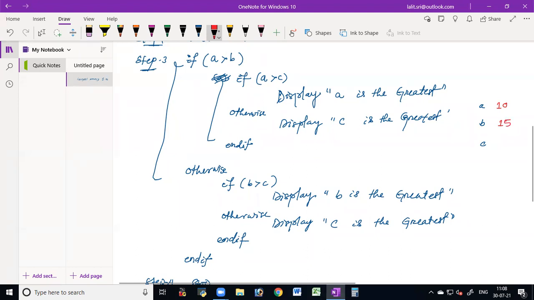Suppose I will take 10, 15, and 7. Right? So 10 greater than 15, false. So to come to this, 15 is greater than 10. Again check, 15 greater than 7. Yes, true. Then this will be executed. B is the greatest. 15 is the greatest.